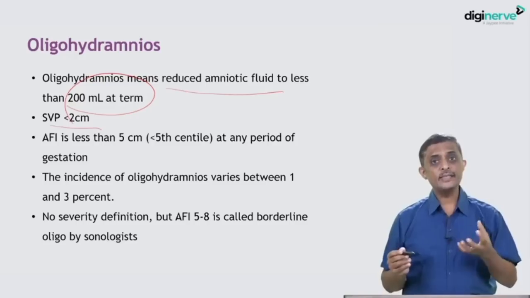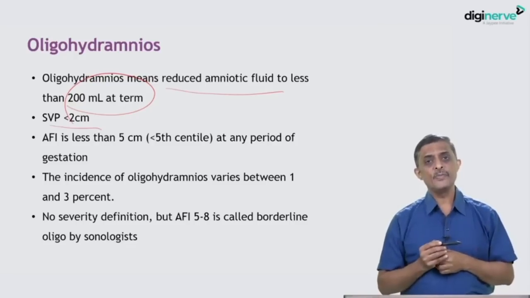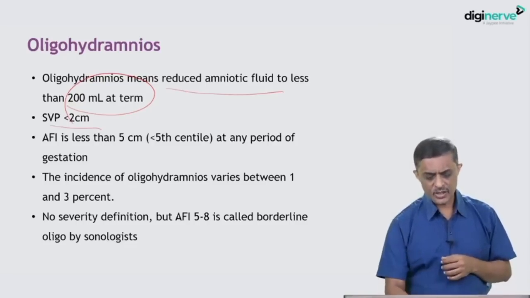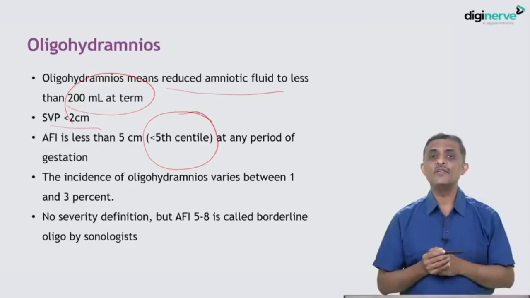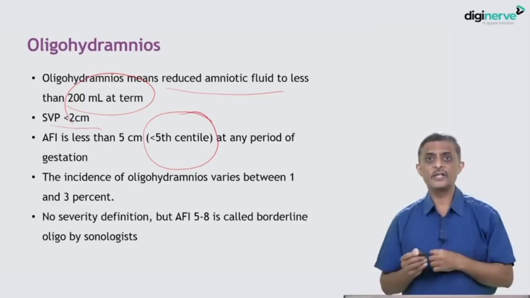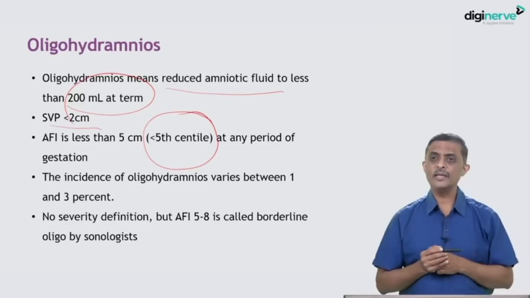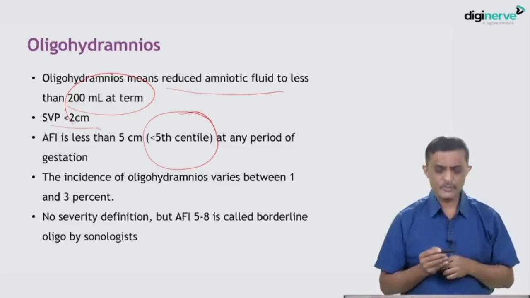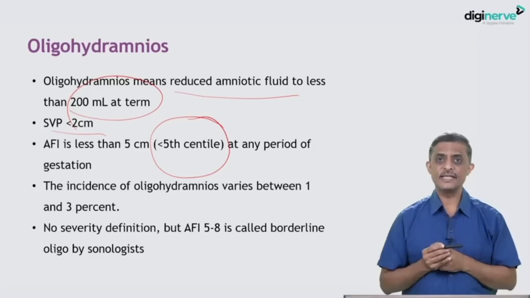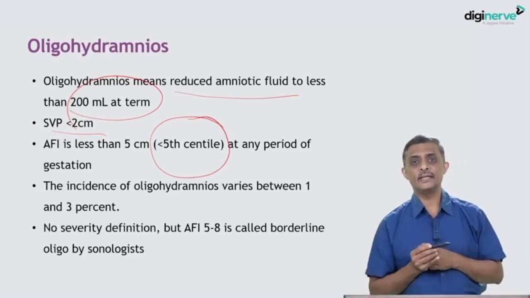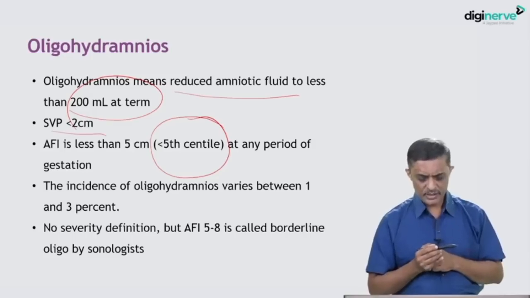oligohydramnios. Another statistical definition could be, at any period of gestation, you have norms. If it falls below the 5th centile for that particular period of gestation, then you can call it oligohydramnios, because most of the definition is for term pregnancy, whereas here if it is less than 5th centile, it's a good indicator at any period of gestation, right?